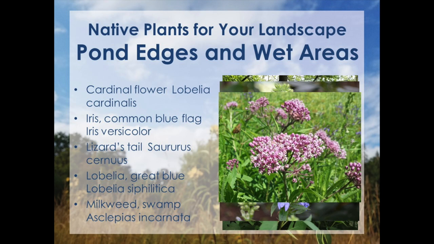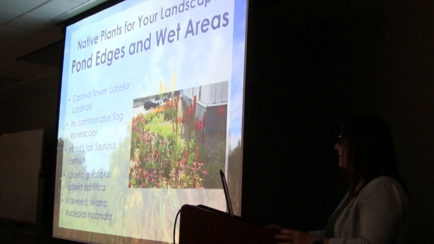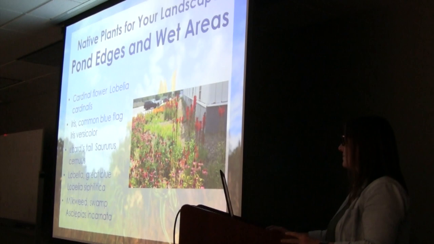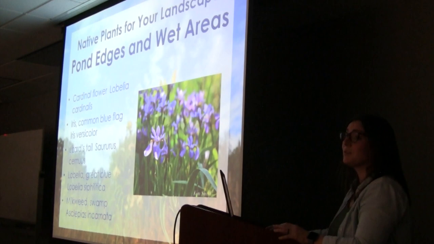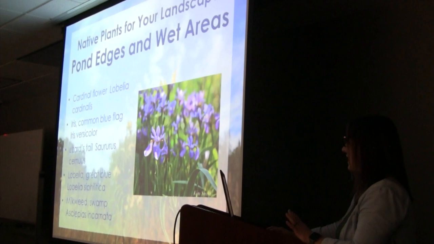So pond edges and wet areas. So if you don't live along Route 84 or 20, you probably have the opposite problem in your yard, and that is that it is wet. Cardinal flower, as we mentioned before, loves it wet. There's also its relative, which we'll talk about in a little bit, that also likes it wet. Blue flag iris. Blue flag iris loves it wet. It grows along the edges of marshes and swamps. It's very, very happy there. But it also tolerates droughty conditions pretty well, too. So it'll tolerate your yard.